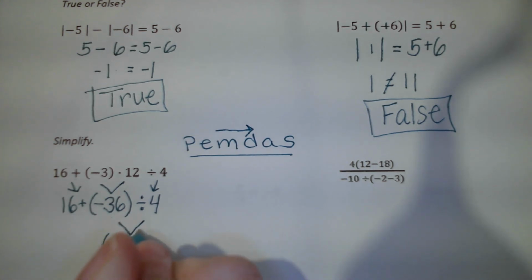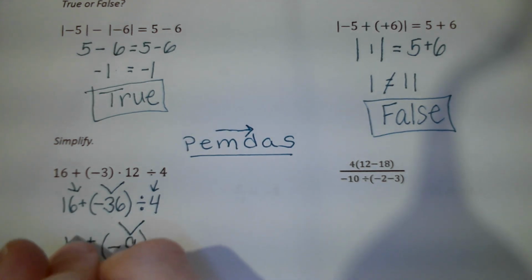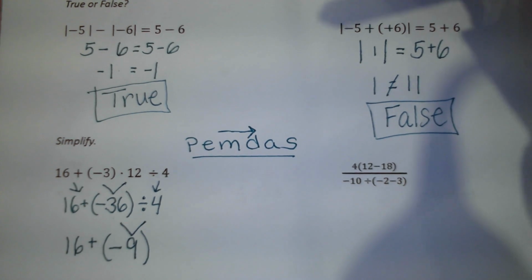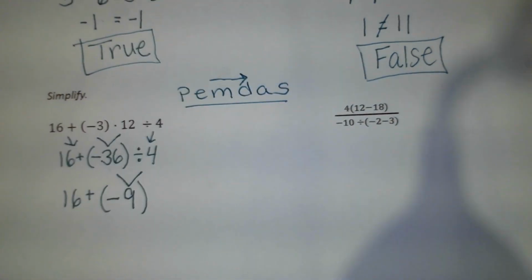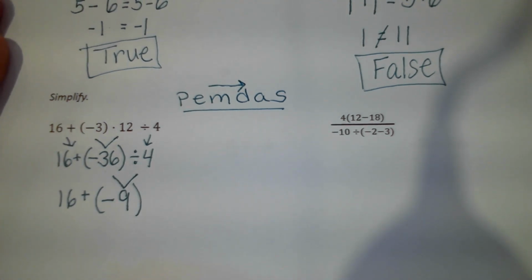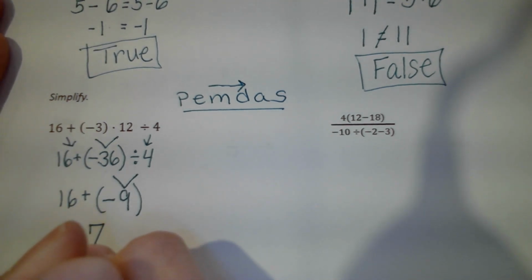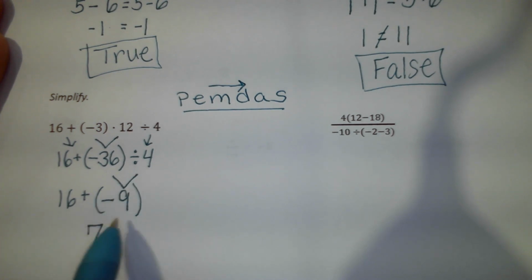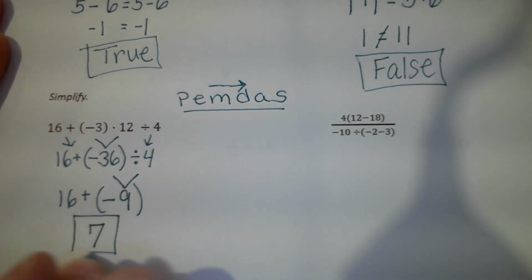-9. Then I bring down the rest of my expression. So now I have 16 plus -9 because I did -36 divided by 4. Now, when I do 16 plus -9, I get 7, and there's nothing else to simplify. So our answer is 7.